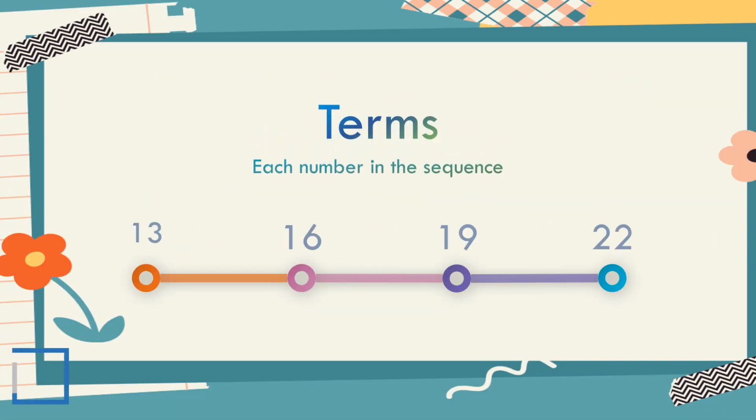Terms. Each number in the sequence. So 13 is the first term, 16 is the second term, 19 is the third term, and then 22 is the fourth term. So each number in the sequence is a term.